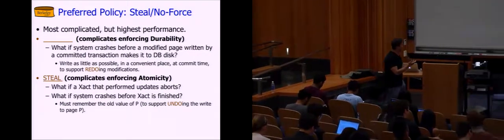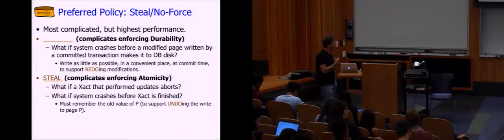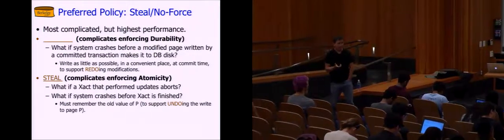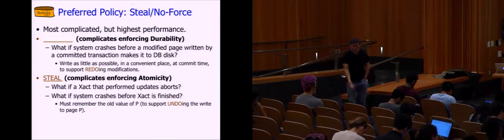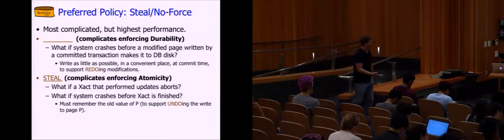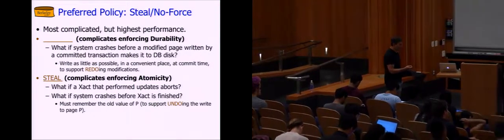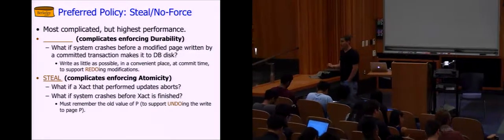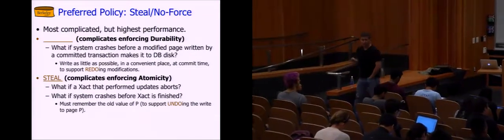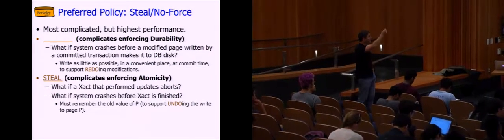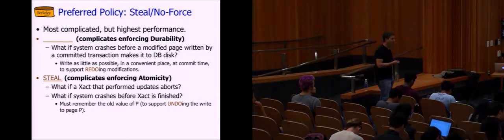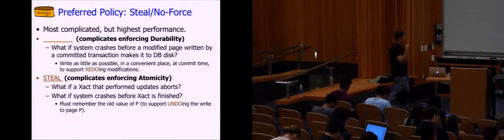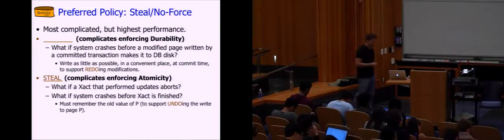And then the steal policy complicates enforcing atomicity because if a transaction that had performed updates aborts, its changes may actually be in the database. That's what steal means: we took buffer pool pages and wrote them back down to the database. They had uncommitted data on them. In that case, we have to undo that action. And the way we undo it is we make sure that we remember the old value of that page, before this dirty write went to it, somewhere in a log. So this log is going to hold redo information for dealing with no force, and it's going to hold undo information for dealing with steal. And by correctly capturing these redos and undos, we'll be able to recover and then guarantee durability and atomicity.